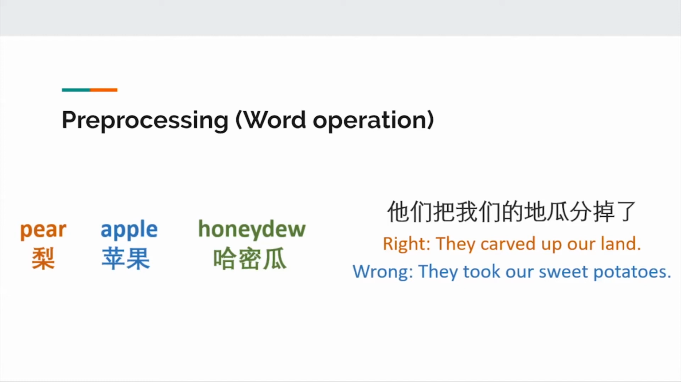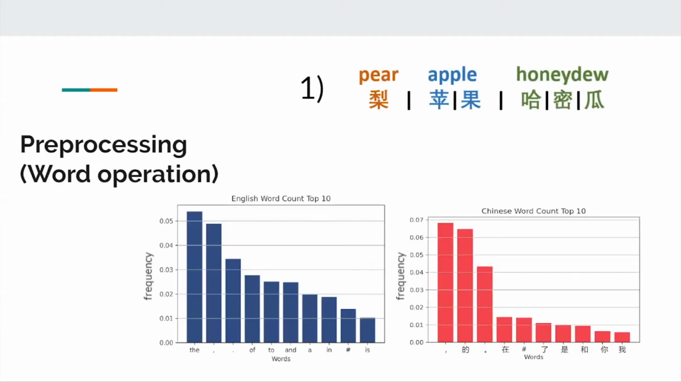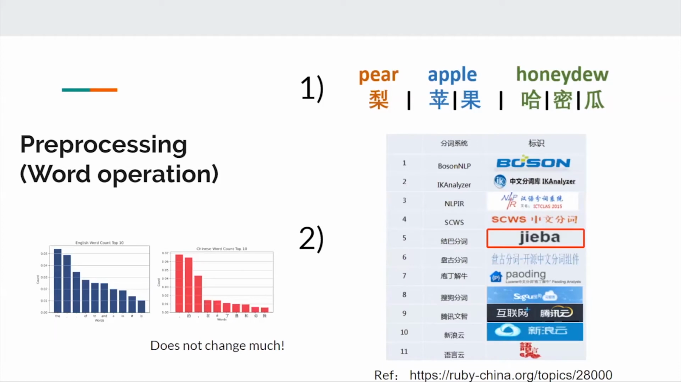Wrong segmentation may cause jokes. For example, the following sentence means, they carved up our land. But if applying the wrong segmentation, it can also mean, they took our sweet potatoes. There are 2 approaches we can use. First, we can separate every single Chinese letter. The histogram here shows the top 10 letters in both language with the highest frequency. This is feasible but inefficient because it causes extra calculation when multiple letters should be combined to form one single word. There are multiple build-up modules we can find online to solve this problem.